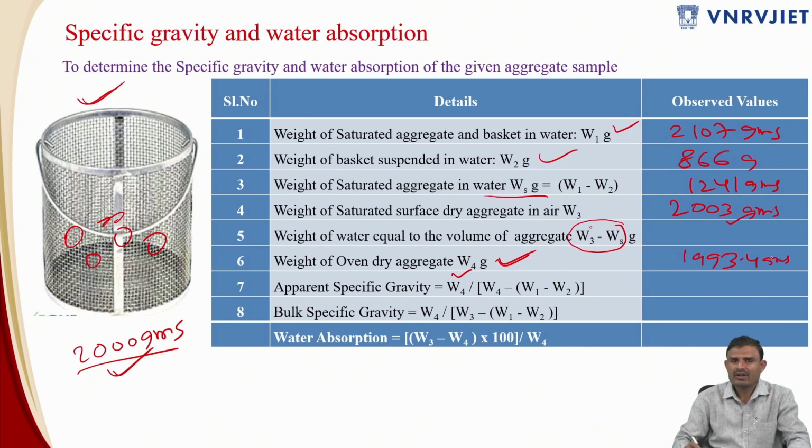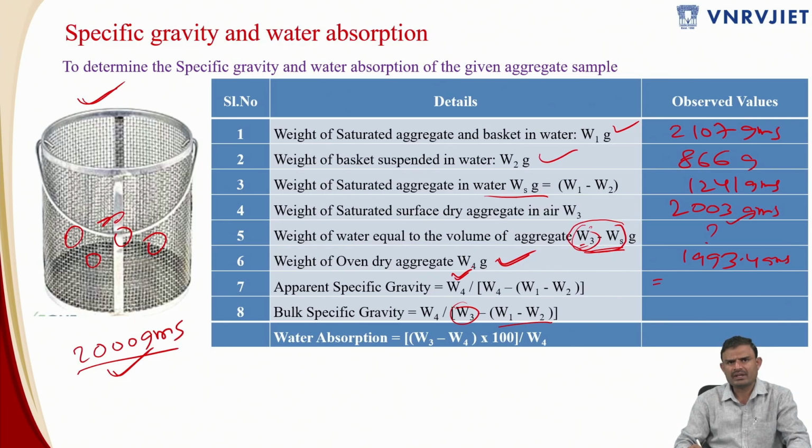So these are the different weights we are going to get. This is W3 minus WS, which is of no interest for us as of now. We have to take either W3 or W4; it's a different story. This is W3, and WS corresponds to this condition. Either it can be W3 or W4 according to our requirement. So in the apparent specific gravity condition, we have to take the weight of the oven dry aggregate.